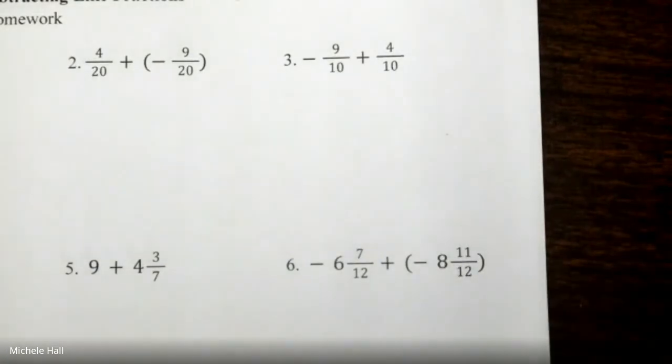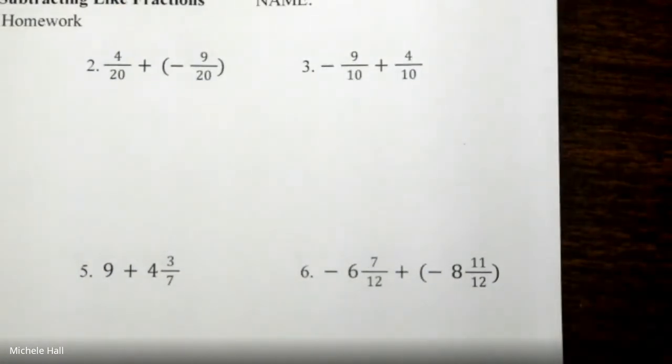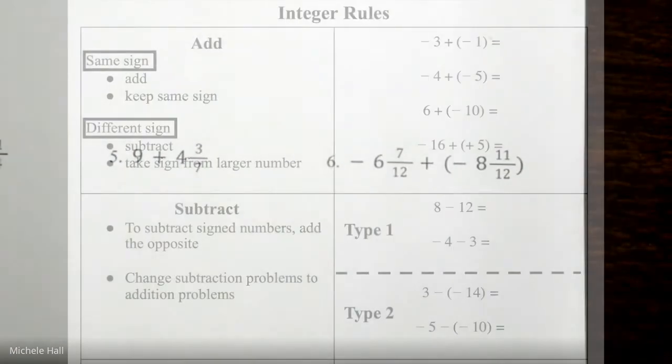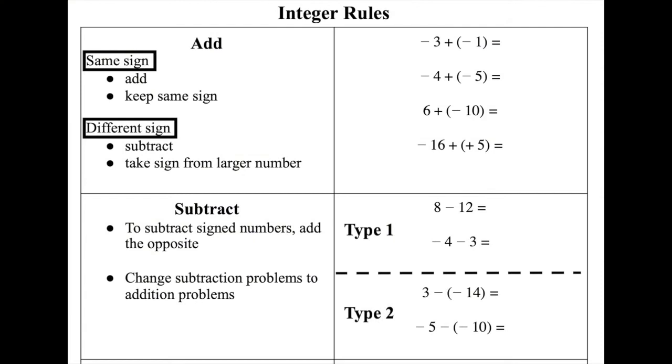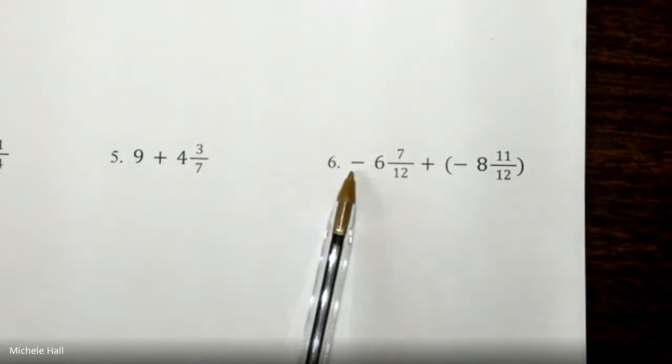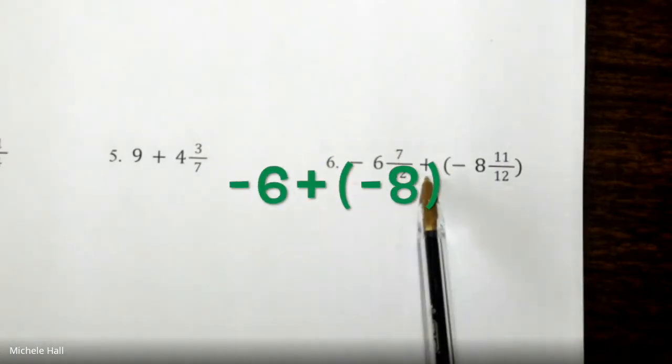So let's look at the homework. That's one of the ones that I was going to go to. Okay, number 6. I'm looking at them. Are they the same sign or different signs? We're adding the same sign, -6 and -8. We are adding the same sign.